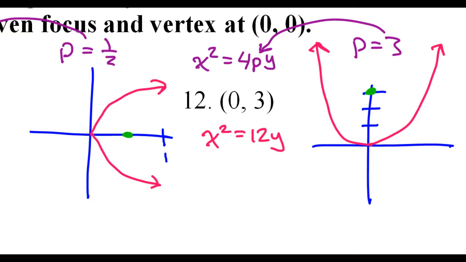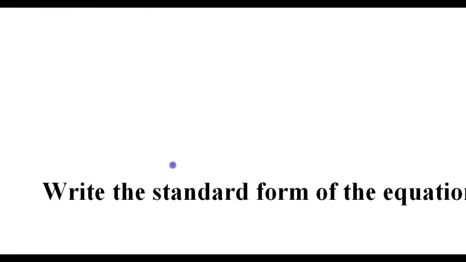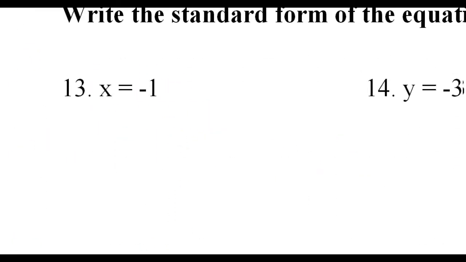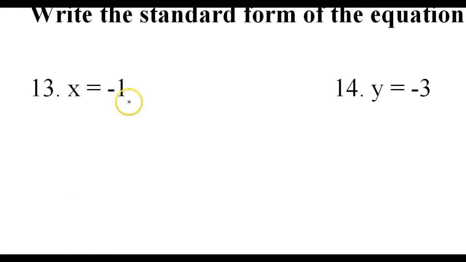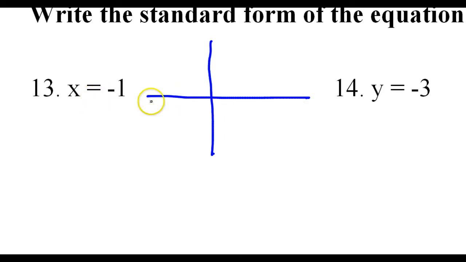Okay, so that's how you come up with an equation if you're given the focus. Now, coming up with an equation when you're given the directrix is just as easy. So this is the directrix. Looking at number 13, still it's all about a quick sketch, just like before. So the directrix is -1, so here's -1. I know that x equals is a vertical line. Y equals, on the other hand, would be a horizontal line. So I'm looking for a vertical line at -1 like this.